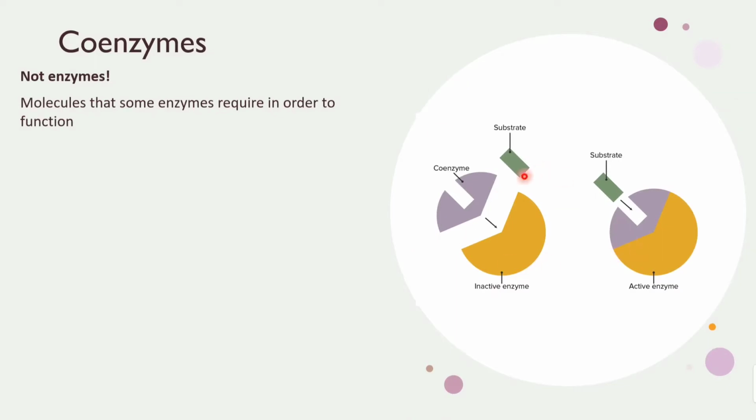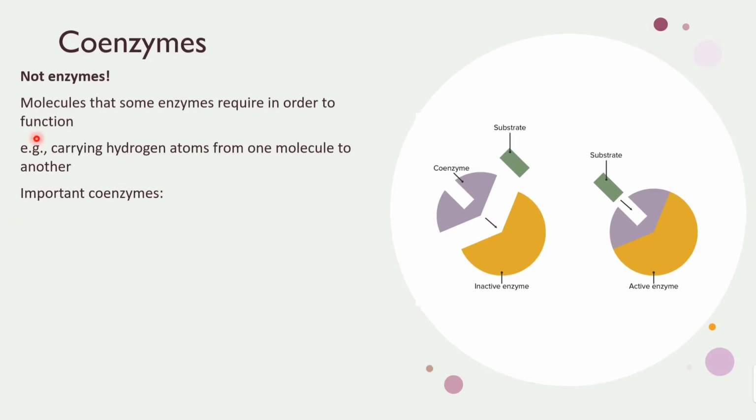This example is showing that the active site of the enzyme is not complementary to our substrate. It is an inactive enzyme. And it's this coenzyme that binds to this inactive enzyme that allows the substrate to be able to bind and activate the enzyme. Another example of this is coenzymes that carry hydrogen atoms from one molecule to another, and we'll see that in the process of glycolysis.